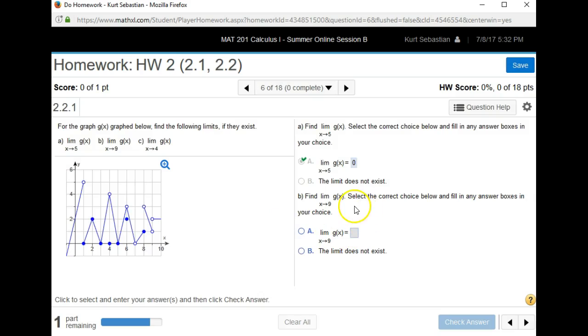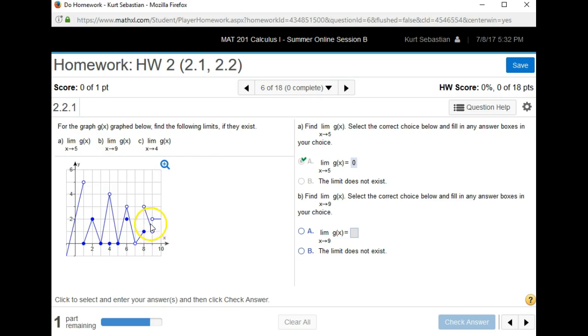Okay. Now we want to do the same thing as x approaches 9. So here is x equals 8, here's x equals 9. Notice that as x approaches 9 from the left, the function is coming down and getting closer and closer to the value of y equals 1. However, as x approaches 9 from the right, the function is constant and just approaching y equals 2.